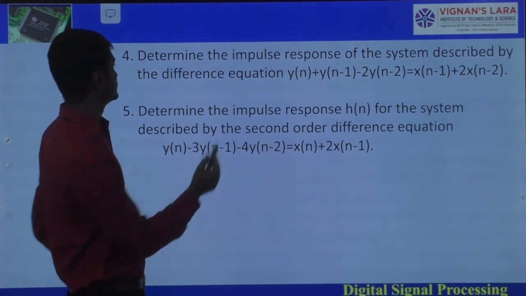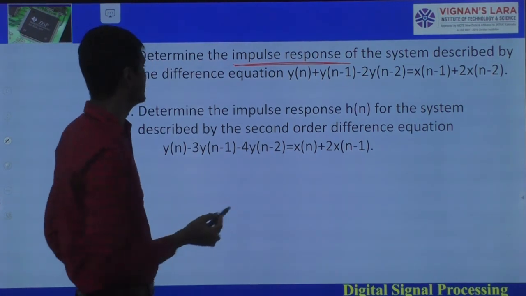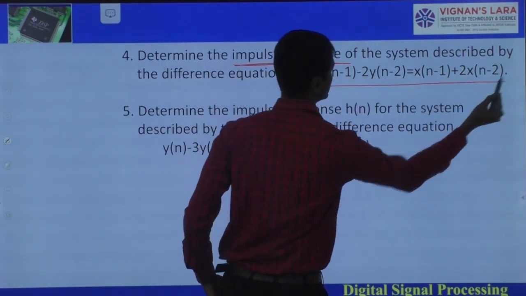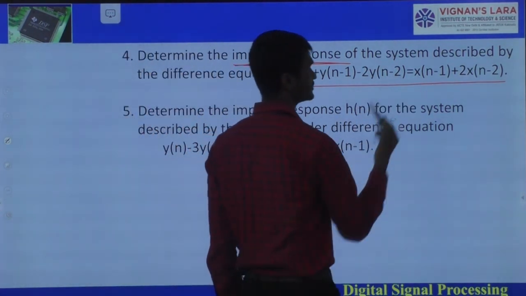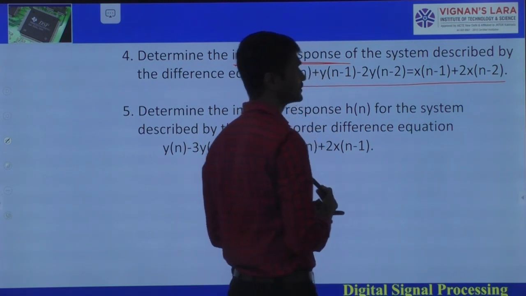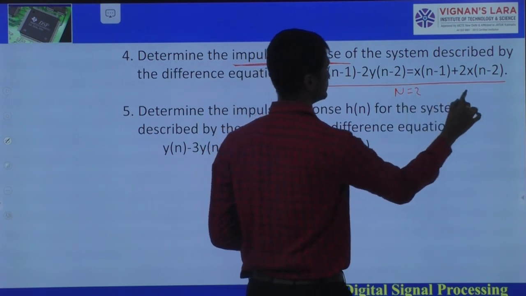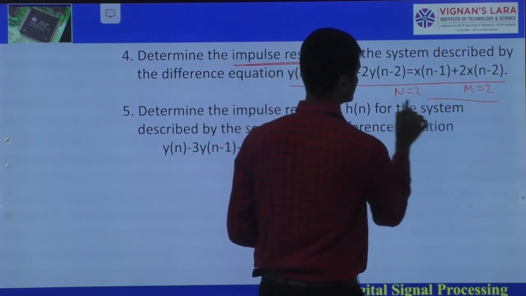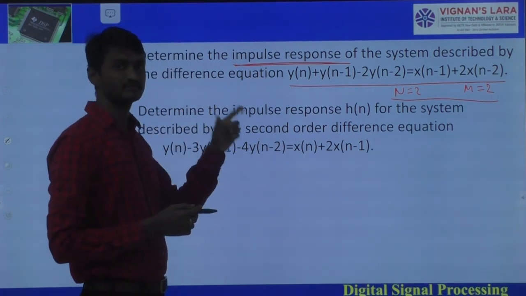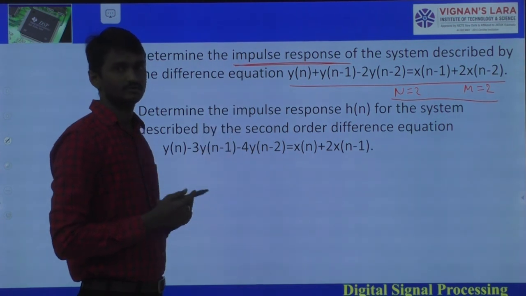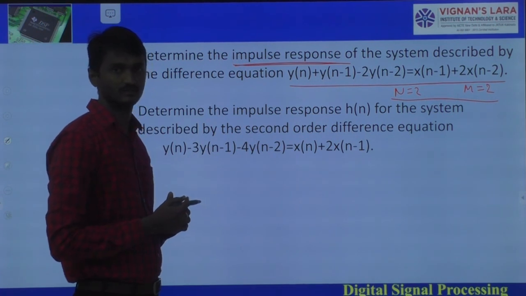So coming to the next problem, determine the impulse response of the system described by the difference equation y of n plus y of n minus 1 minus 2 into y of n minus 2 is equal to x of n minus 1 plus 2 into x of n minus 2. See here n is equal to 2, m is also 2. So in this case we have to add the unit impulse function to the homogeneous solution. We know the particular solution will be 0 for impulse response, right?